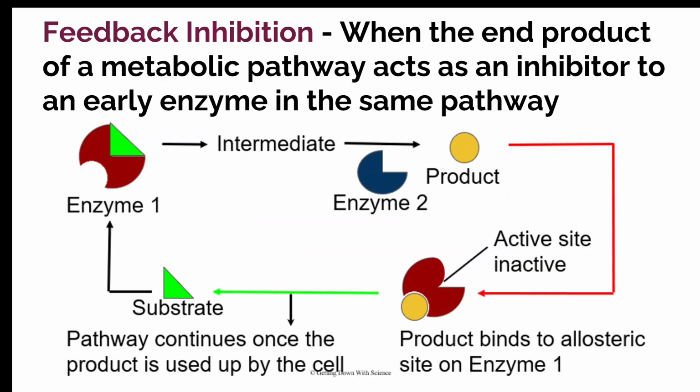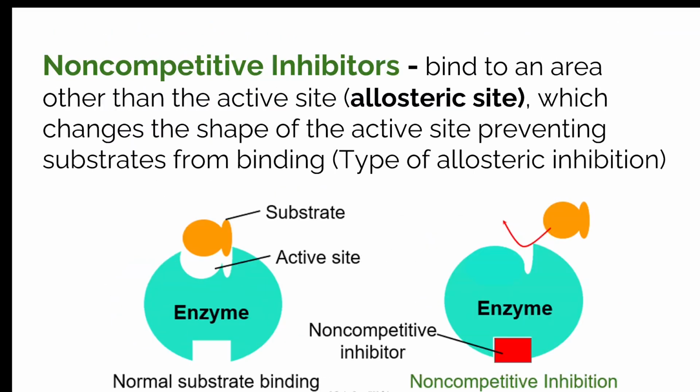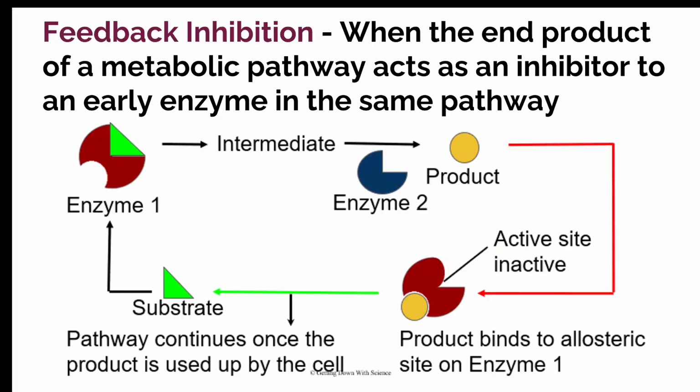Now, this is what I was trying to talk about when we first mentioned non-competitive inhibition. I did want to talk a little bit about this feedback inhibition, about how this can be completely intentional for the enzyme to have an allosteric site that blocks its ability to do its function. So when the end product of a metabolic pathway acts as an inhibitor to an early enzyme in the same pathway, this is called feedback inhibition. A really important topic to understand.